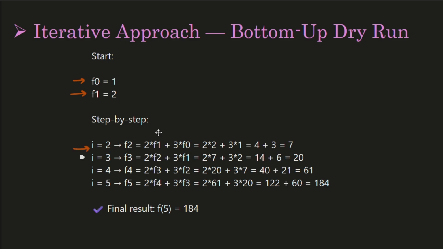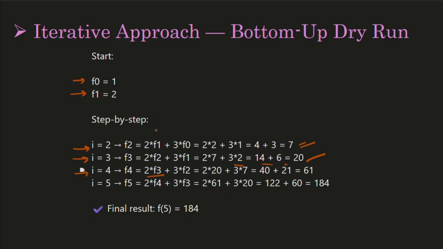f2 equals 2 times f1 plus 3 times f0 equals 2 times 2 plus 3 times 1 equals 4 plus 3 equals 7. I equals 3. f3 equals 2 times f2 plus 3 times f1 equals 2 times 7 plus 3 times 2 equals 14 plus 6 equals 20. I equals 4.